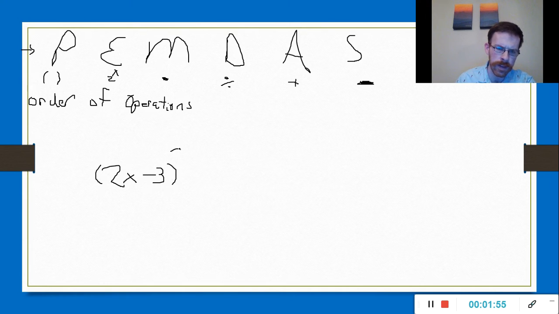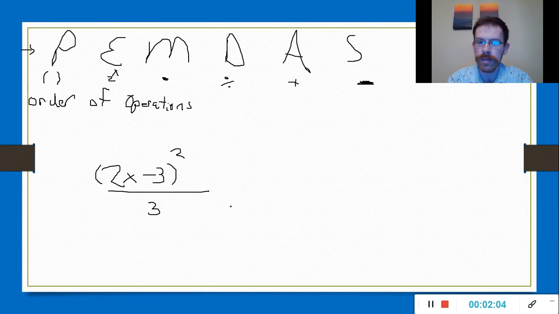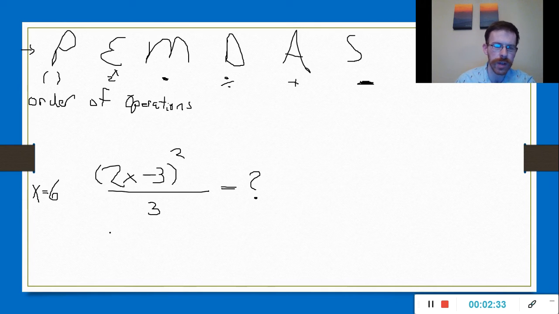2x minus 3, squared, divided by 3. Now, this, in my opinion, would be a pretty advanced expression, especially if you were trying to figure out what this is equal to. Let's just say that x is equal to 6. You want to figure out how to put all this stuff in order, or how to execute these operations in order to get a specific value, excuse me. Well, let me just rewrite my equation.